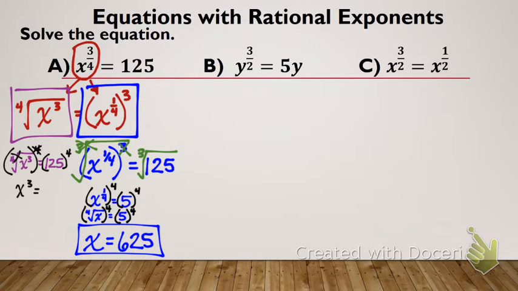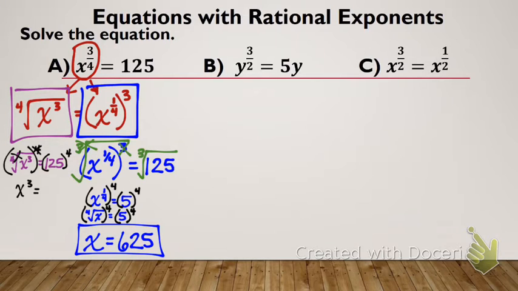It's not that doing it the other way was wrong. It just got too difficult for me to do in my head. With part B, what do you notice about that equation that's different than part A? There's a variable on both sides.